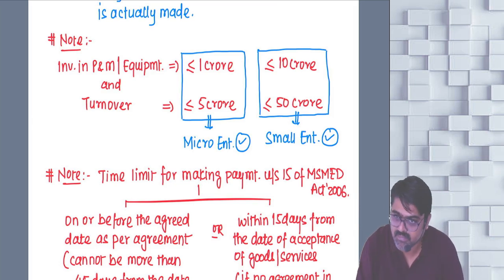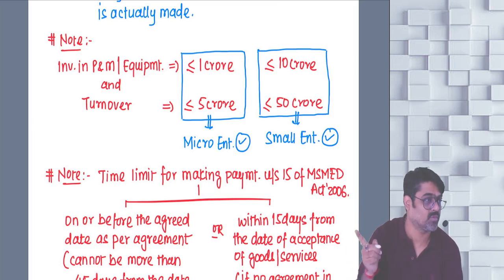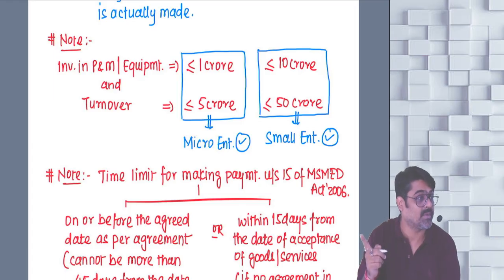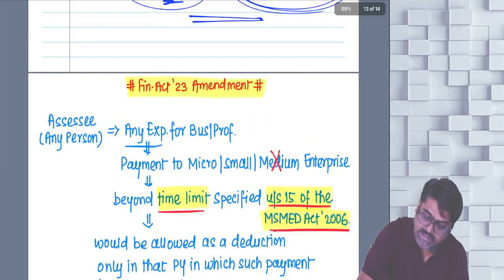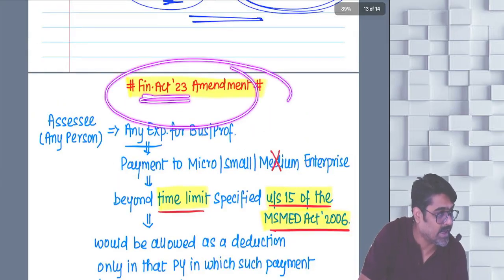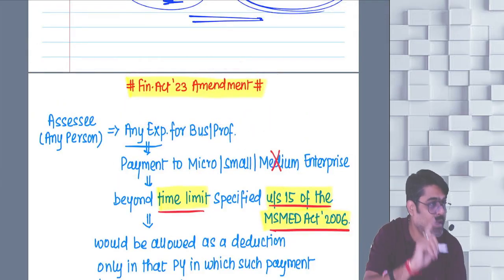So what the government said? This should be paid on time. Small and micro enterprises must be paid on time. So to do that, something needs to be done. So in 2023, amendment came in section 43B.